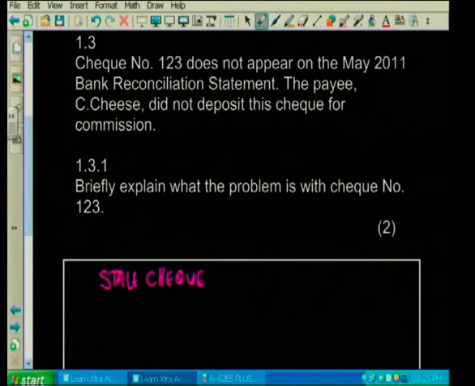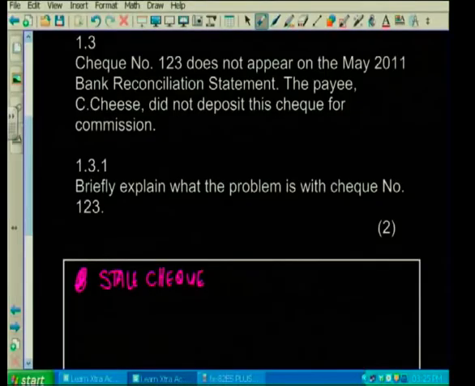Okay? What do we mean by that? By that we mean that once a check is older than 6 months, this check is no longer negotiable. Come on, grade 12s, what do we mean by that? By that we mean that this check cannot be used any longer. Why? Because it is older than 6 months. So therefore, we refer to this one as a stale check. So that's the problem with check number 123. It's a stale check. It can no longer be used, and therefore something needs to be done with it. Got it? Okay. Now look at my next question.